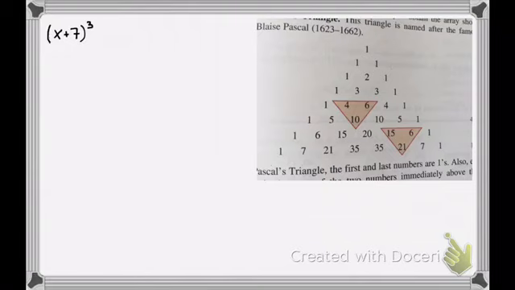So how does Pascal's triangle help us do x plus 7 to the third power? What that does is allows us to write the coefficients from this triangle. All the coefficients are always the same when you raise something to the third power. All we need to do is find the correct row.